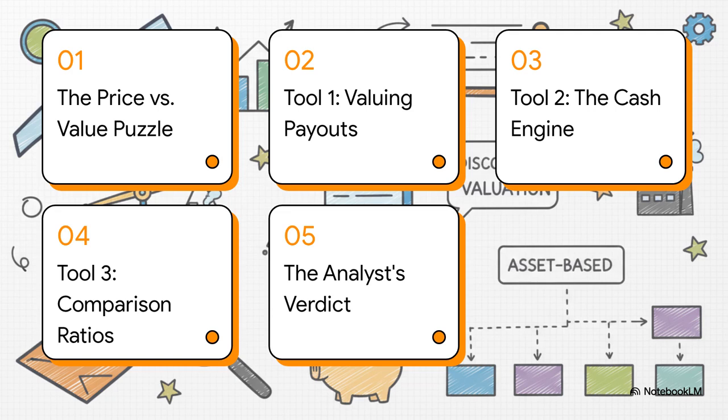So here's our game plan. First, we'll dig into that price versus value puzzle. Then, we're going to explore three key tools from the Analyst Toolbox: valuing the payouts, looking at the cash engine, and using comparison ratios. And finally, we'll see how an analyst puts it all together to make their final call.